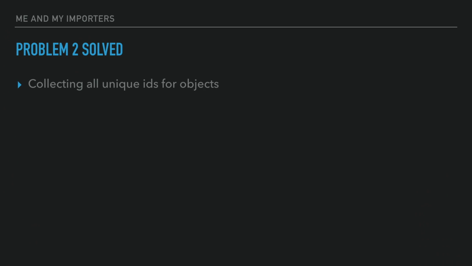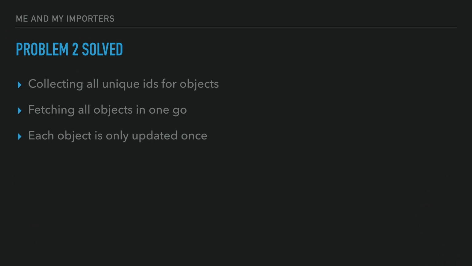So what was the takeaway for me? Collect IDs for unique objects, because you only need to fetch them once. It's not like the same object with the same ID is going to have different values in the same response. Fetch everything in one go. Less queries is more speed. And make sure that each object is only updated once. Again, doing less is faster, always.